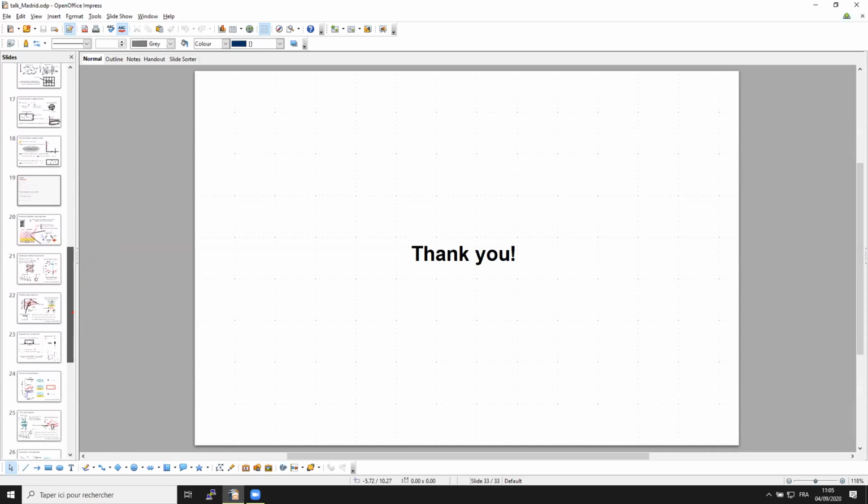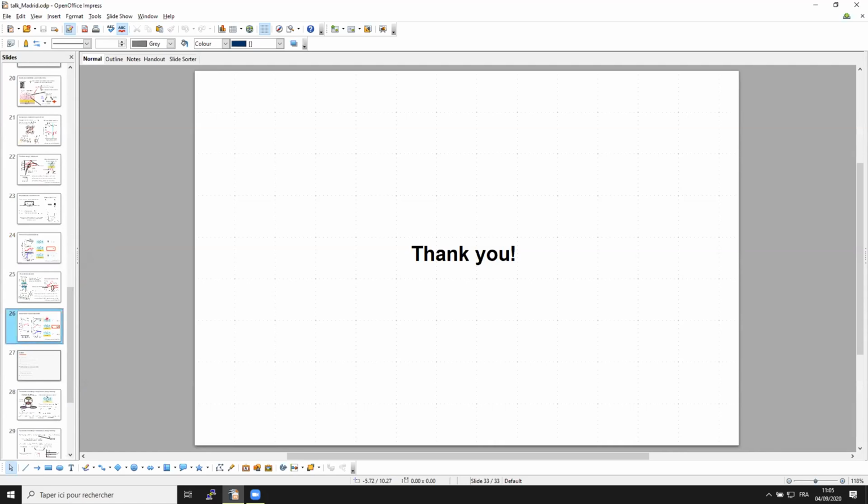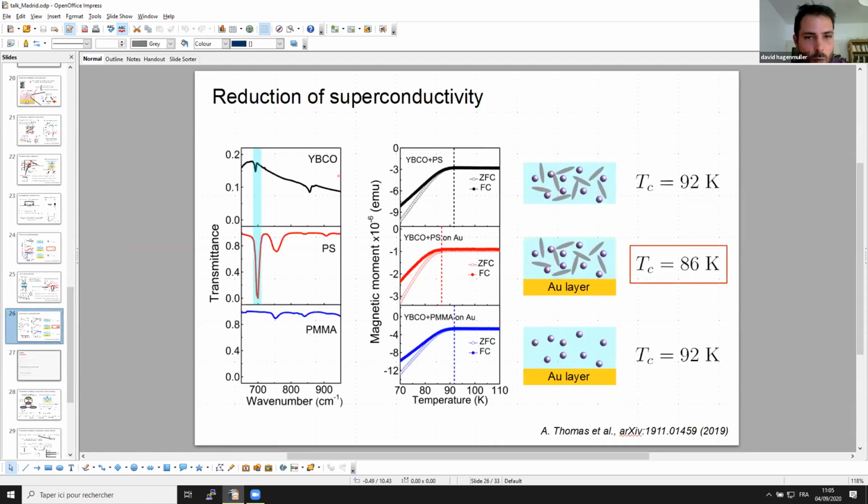Although I remember, I don't know if you can show it again, there was only one case, the one in the cavity with the gold, right? That's for YBCO, yes. But the oxygen content doesn't change; it is the same compound that we use without the cavity and with the cavity. I was thinking that when you use the polystyrene or the PMMA, maybe there is some structural modification, but it is true that then you have the gold cavity.